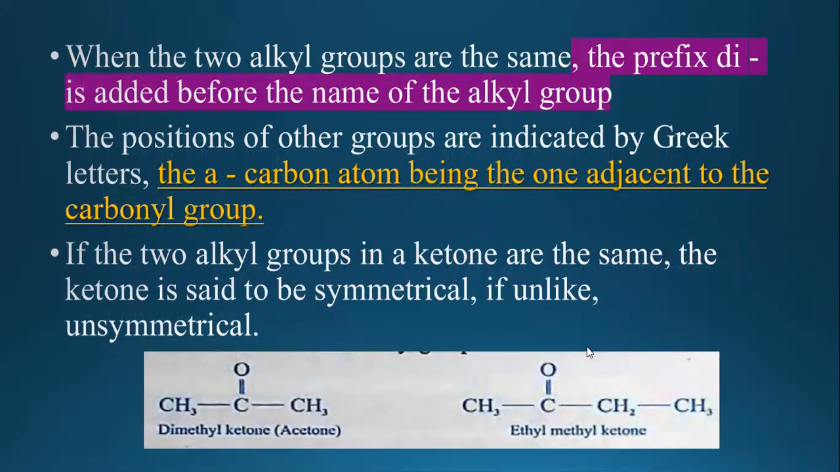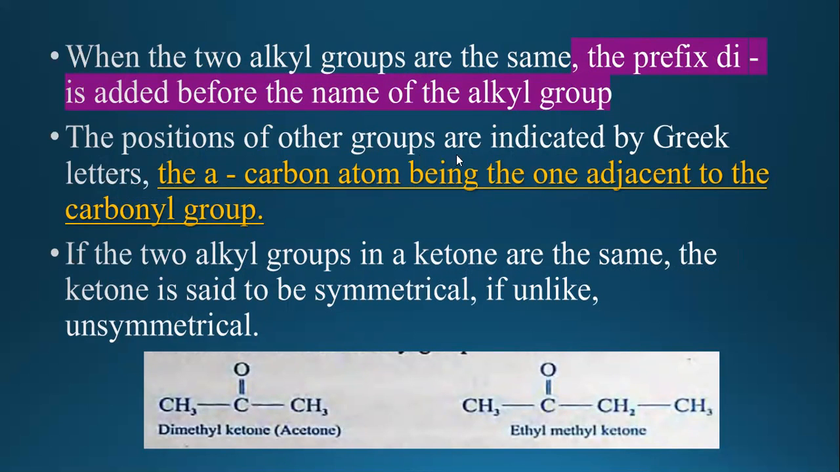When the two alkyl groups are the same, for example in this compound, you can see it has the same two alkyl groups, that is the methyl group, then the prefix, which is the word used at the start, di, is added before the name of the alkyl group. So the name of this compound is dimethyl ketone.